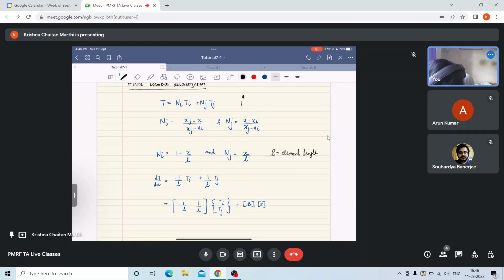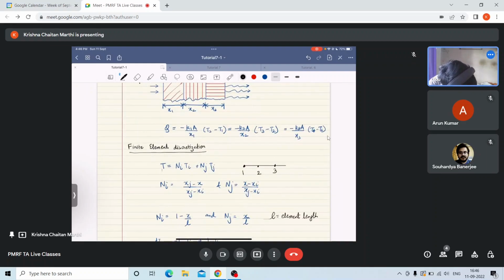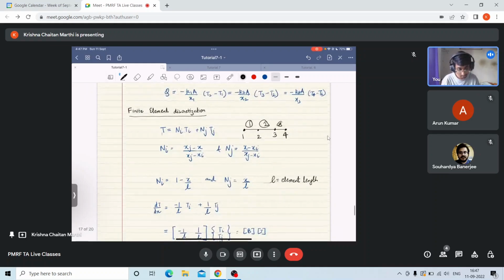So this is point number 1. This is point number 2. This is point number 3. And this is point number 4. This is my element 1, element 2, and this is element 3. So Ni will be 1 minus x by L and Nj will be x by L. Summation of N here will be 1 minus x by L plus x by L, which is 1.